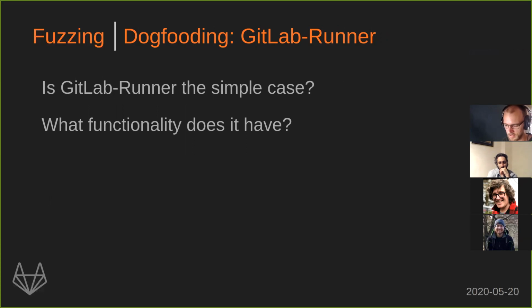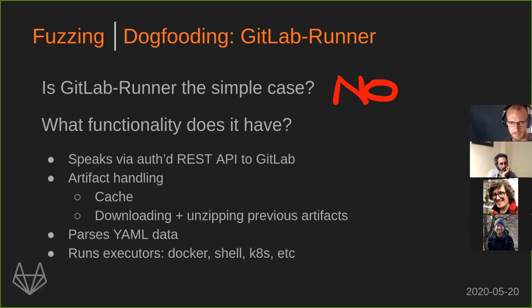But GitLab-Runner is not that simple. In some aspects it is, but it does talk to a remote server, uses authentication, talks via REST API. It does a lot of different things. I would say it's definitely not the simple case. To me, some of the more interesting things that it does are dealing with the artifacts. It's got some interesting logic in how it processes artifact zips from other jobs within the stage, or I guess just other jobs, as well as the way it handles the cache.